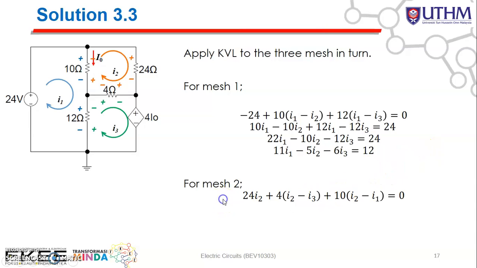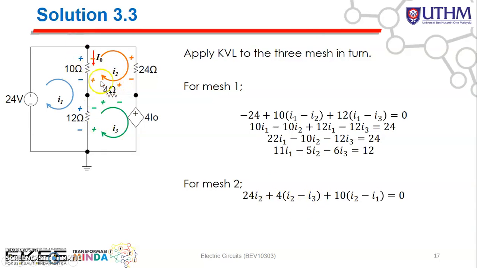Okay, for mesh 2, from this side, you move to here, you see the positive polarity. So there's a positive sign. So that's why you have 24 multiplied with I2, because the voltage across here is 24 I2, plus, okay, here you have 4 ohm multiplied with I2 minus I3. See the direction of the flow of the current, I2 minus I3. So 4 multiplied with I2 minus I3, plus, here you have 10 ohm.